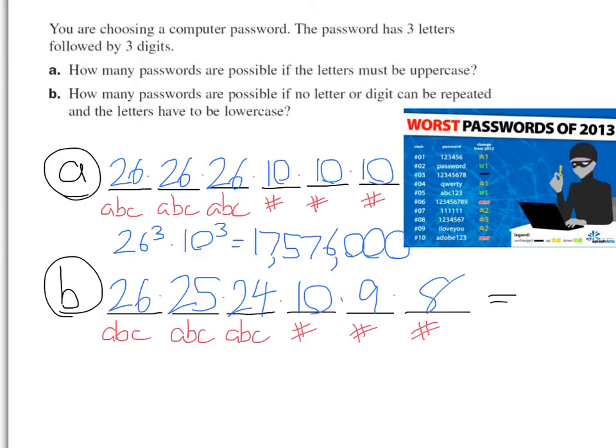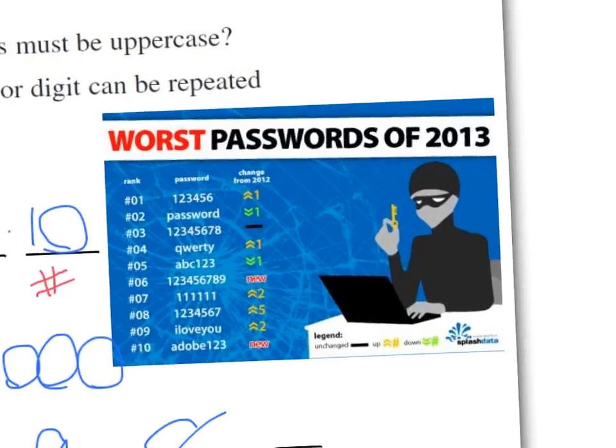Well, again, I've done the math for you in the interest of time. This is how many you have: 11,232,000 different passwords to choose from. Now, as you can see, that is kind of a lot, isn't it? But do you notice that it happens to be less than when you have no restrictions whatsoever, which would make perfect sense. Very good.